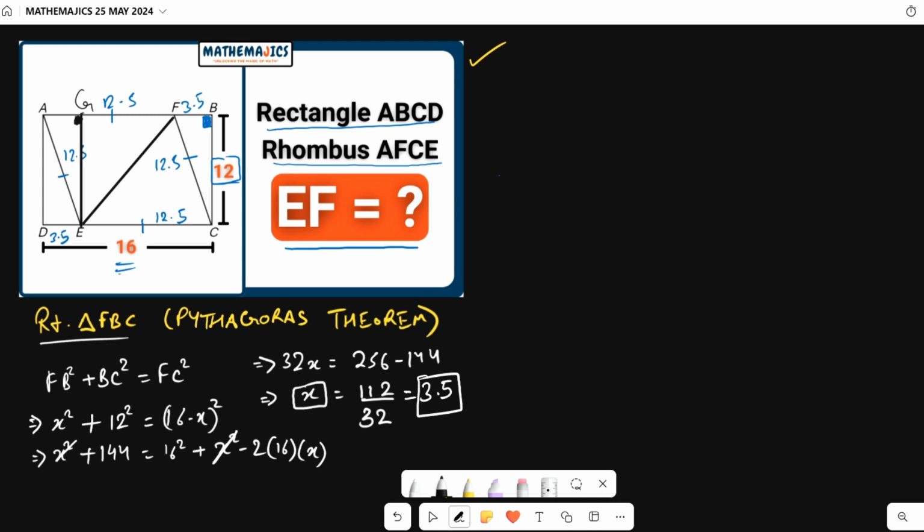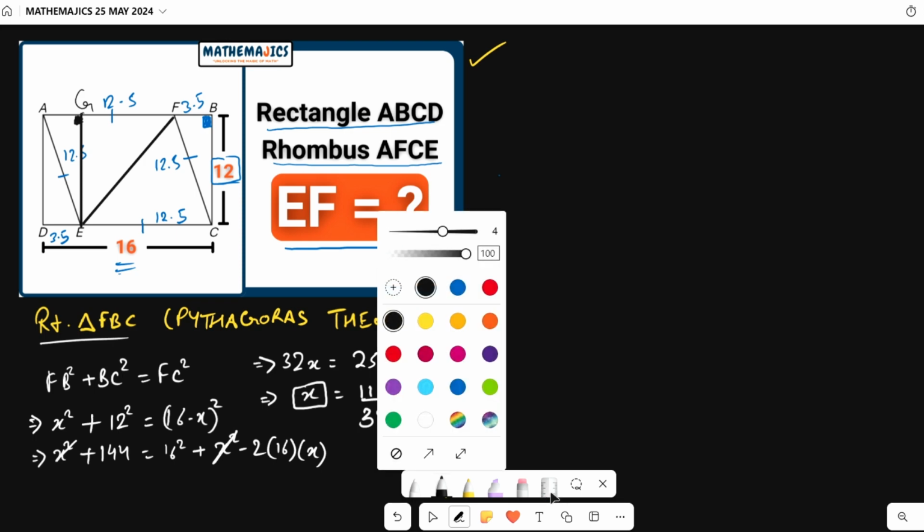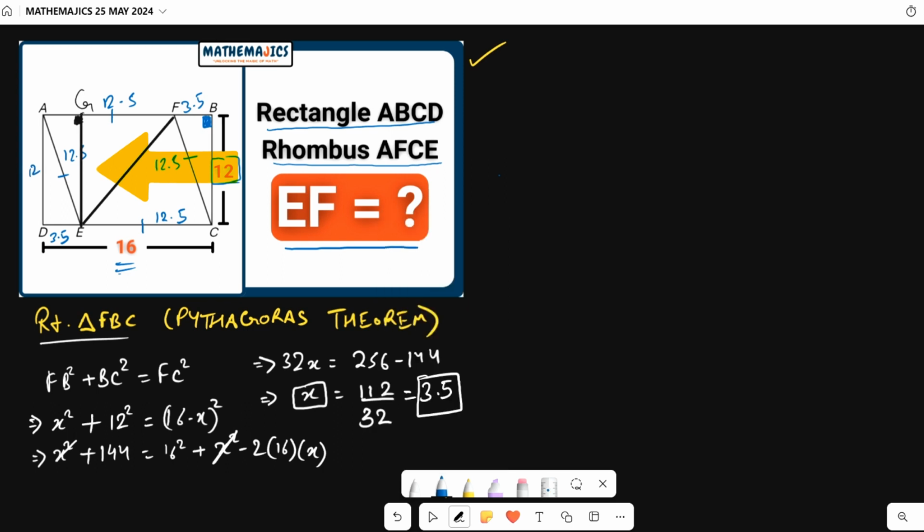I hope you have understood till here. Now, once we have marked this point G, there are certain things that we will get to know from here. See, AD and BC are the width of the rectangle, that is 12 each. Now, if you look carefully, ADEG becomes a small rectangle. If it is a small rectangle and DE is 3.5, AG will also become 3.5. Now, once AG is 3.5, we'll also know that GE is also 12. GE is 12.